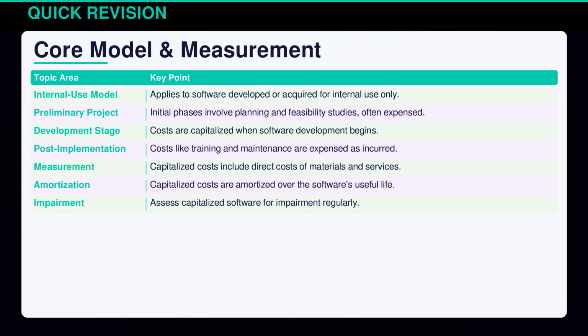The internal use software model under ASC 350-40 requires identifying phases for proper cost treatment. Initial planning is expensed, while development costs are capitalized. Post-implementation costs like training are expensed. Capitalized software's amortization aligns with its useful life. Regular impairment assessments ensure that the carrying value is recoverable. This structured approach aids in precise cost allocation and financial reporting.